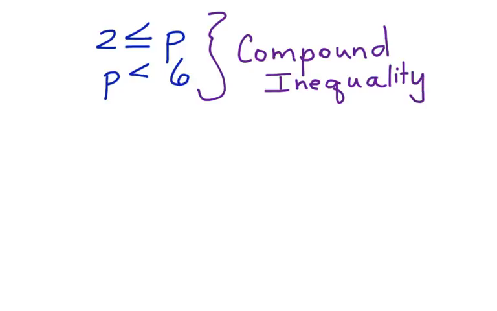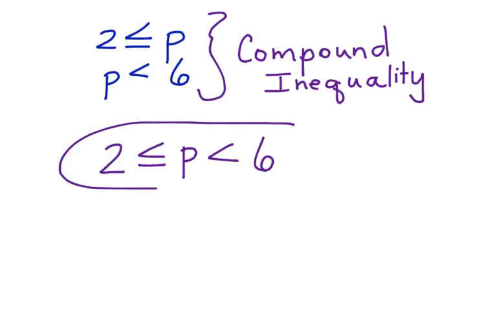So let's put these two pieces together. We would write 2 is less than or equal to P, and P is less than 6. This is the compound inequality that expresses Margie's practice time. Now, let's look at how to graph this compound inequality.